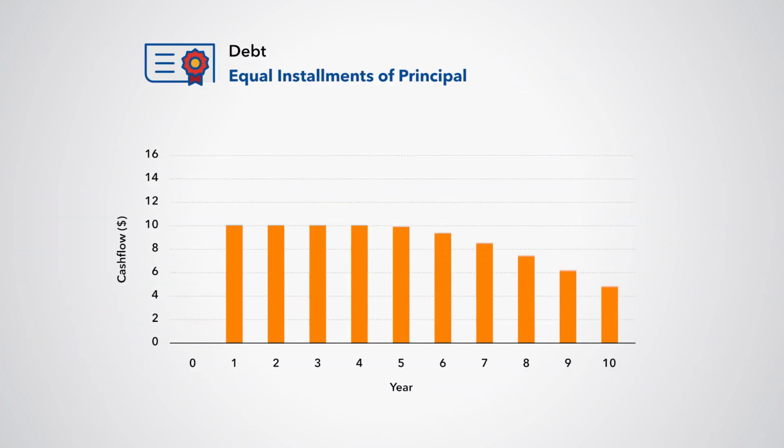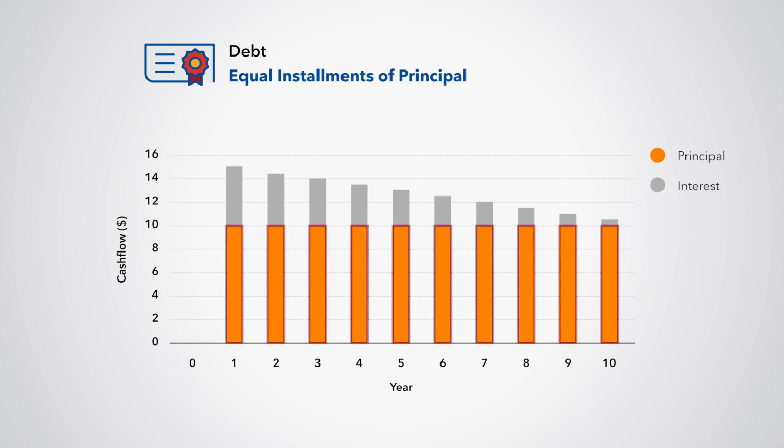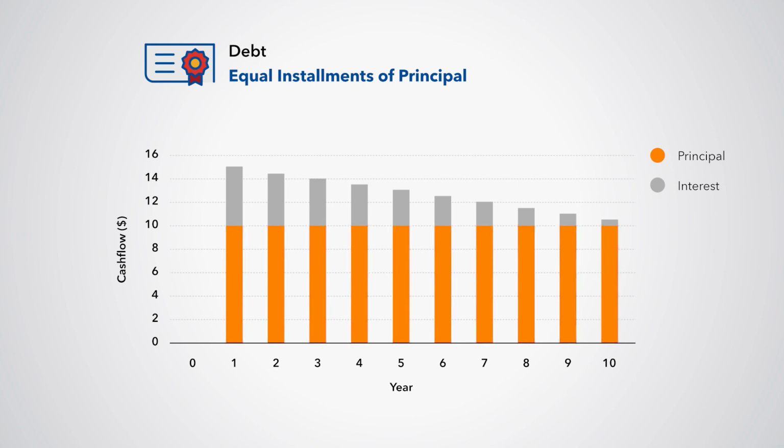We can create an amortizing debt structure in many different ways. We might make equal installments on principal each year. In this example, we pay $10 on the principal each period. We can see that while the principal payments are steady each period, the amount of interest we pay reduces over time as the debt outstanding falls each period.